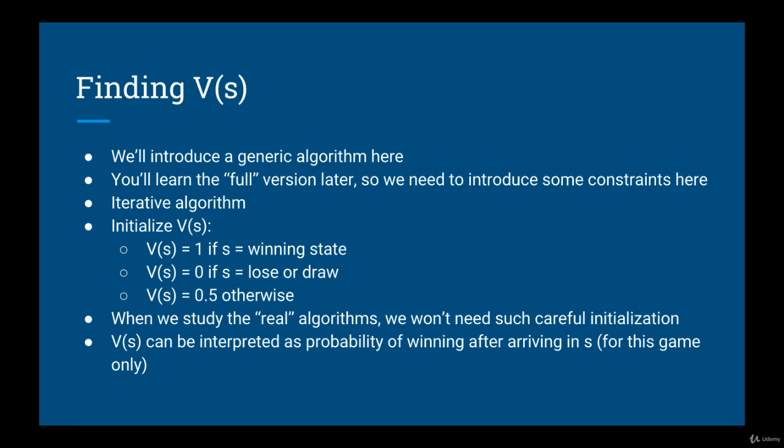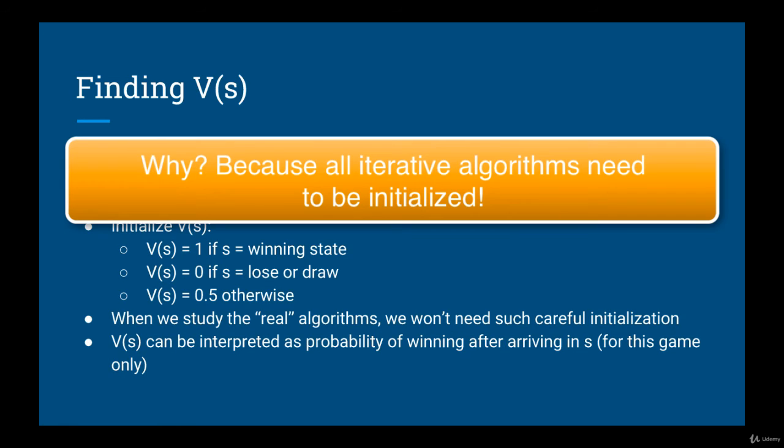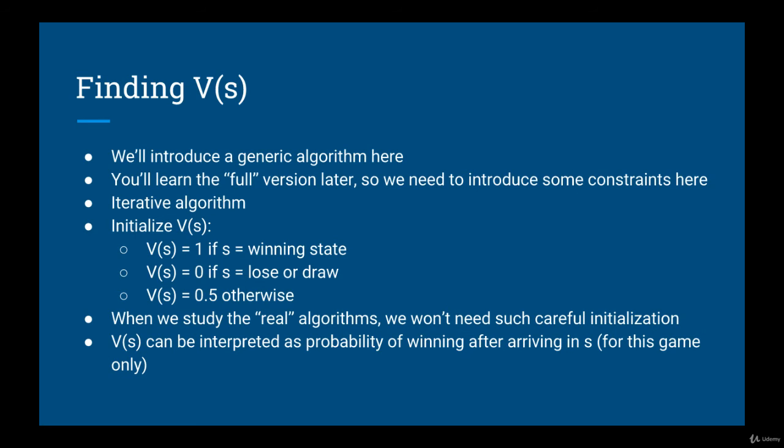So the first thing we do is initialize the value function. For all the states where the agent wins, we say the value is 1. For all the states where the agent loses or it's a draw, we say the value is 0. For all other states, we say the value is 0.5. For the algorithms we'll look at in the future, we won't need to do such careful initialization. One way you can interpret the value function for only this game, but not in general, is it's the probability of winning. The value is always going to be between 0 and 1, so this makes sense.